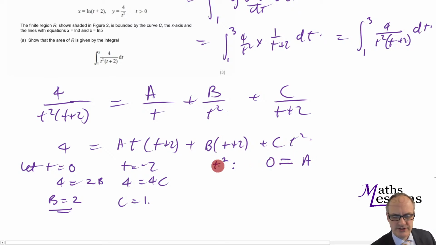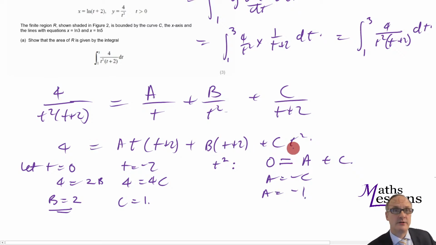And we don't need to write the t squareds down, we just write down how many lots of it we've got. And we don't have any t squareds here, and we have just c lots of t squared here. So we know that a plus c must equal 0 to make all the t squareds work out. So all the t squareds on this side must add up to all the t squareds on this side. And so therefore a must equal minus c. So a equals minus 1.